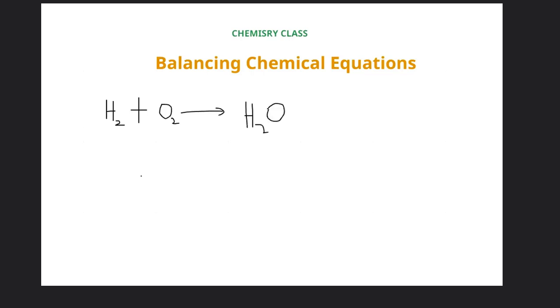Definitely, the equation is unbalanced. Why? Because we have 2 hydrogen atoms on the left-hand side and 2 hydrogen atoms on the right-hand side, which appears to be balanced. We have 2 atoms of oxygen on the left-hand side and just a single atom of oxygen on the right-hand side, making it not so balanced. So let's fix this with some of the hacks that I have for you today.